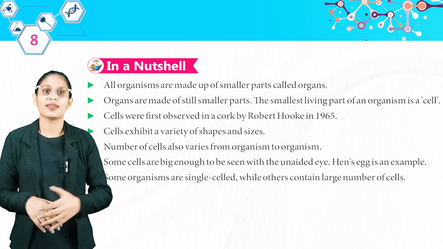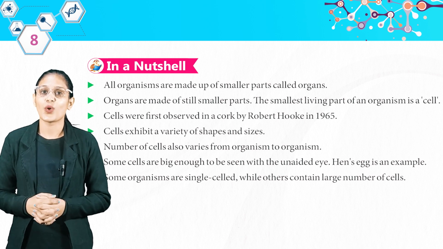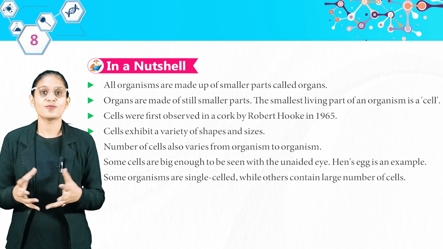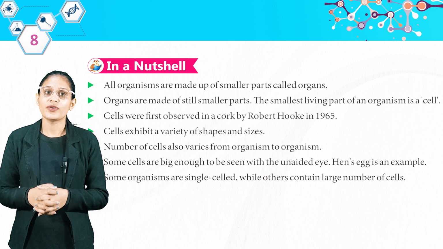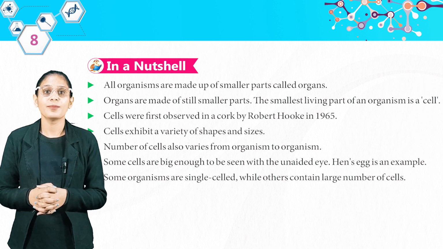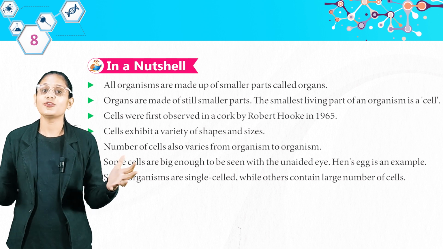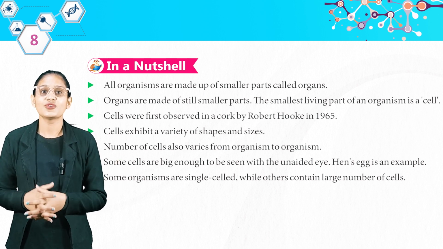In a nutshell, here we have all organisms are made up of smaller parts called organs. Organs are made of still smaller parts. The smallest living part of an organism is cell. Cells were first observed in a cork by Robert Hooke in 1665. Cells exhibit a variety of shapes and size. The number of cells also varies from organism to organism.